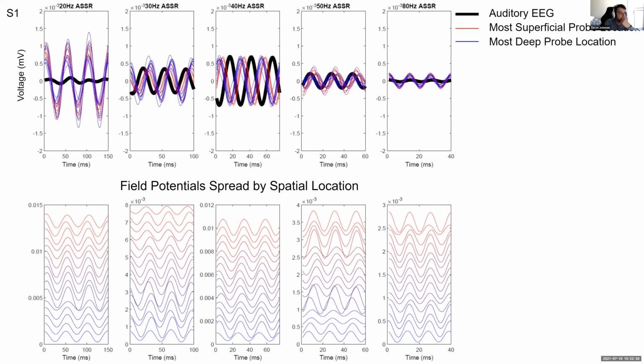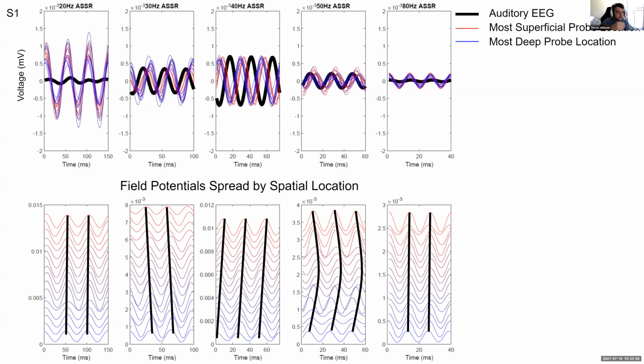3 cycle filtered averages of the LFP and EEG are shown with the same color scheme as the last slide, thick black line corresponding to the auditory EEG and red and blue corresponding to the LFPs. The top row has each signal plotted on top of each other to demonstrate the relative amplitude of the signals, and the bottom row has the field potentials spread out according to spatial locations compared to their relative phase. The columns correspond to different ASSR stimulus conditions, as shown at the top.